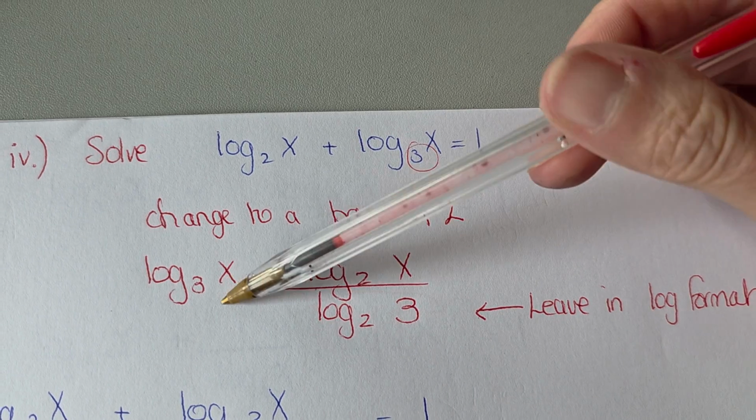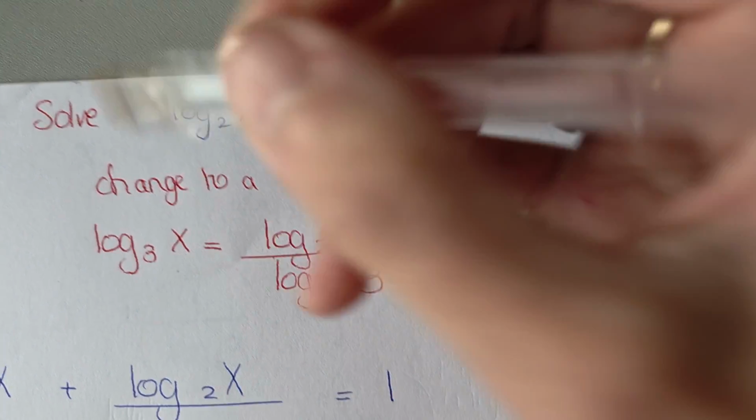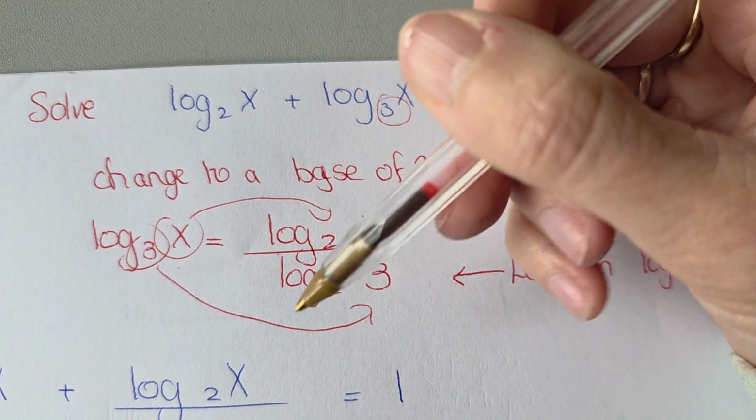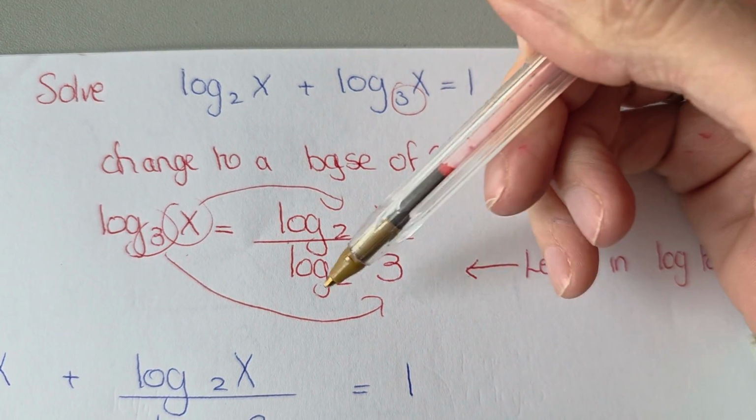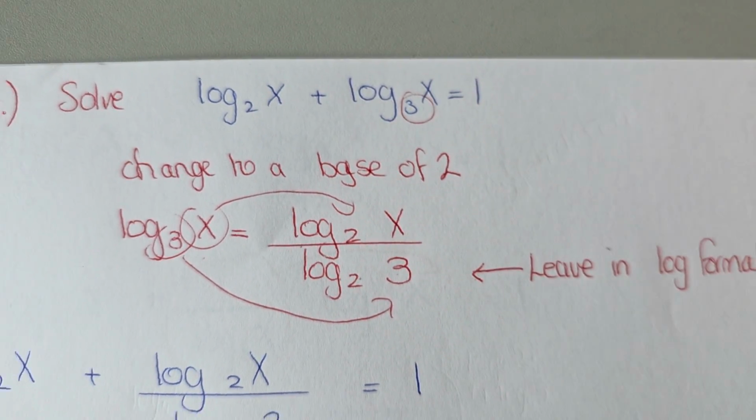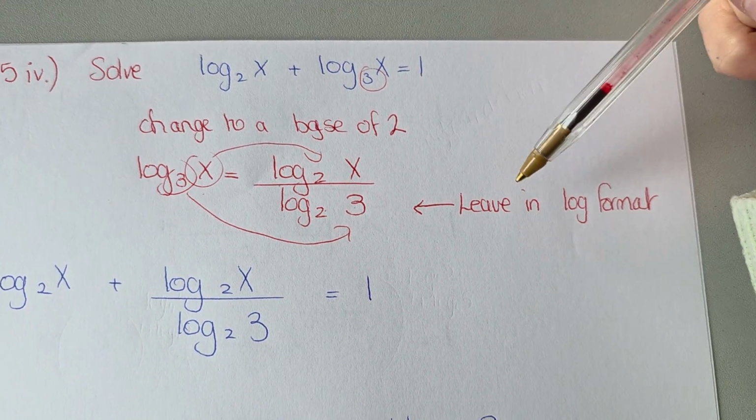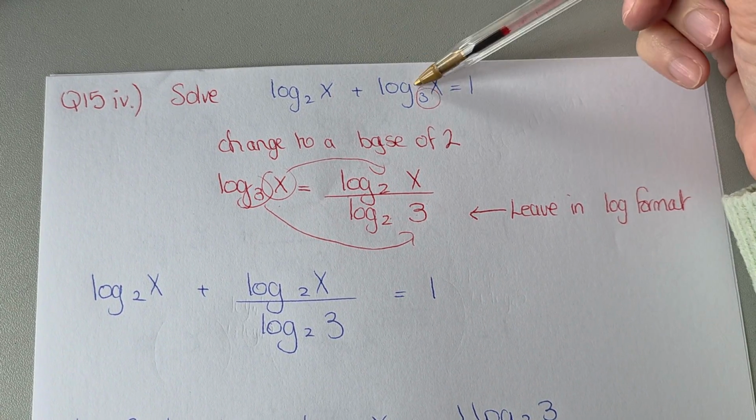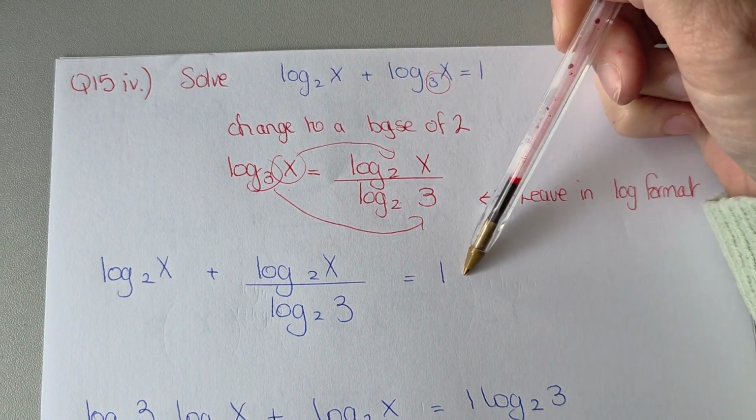So I'm writing log x base 3 as a base of 2. Again, x will go on top and the little 3 will go underneath. Like the last question, log 3 base 2, if you put it on your calculator, you'll get back a decimal, which means I'm not going to write it in decimal format, I'm going to leave it in log format. And I'm now going to replace that in my equation. So now my equation reads like this.